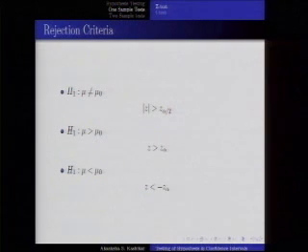And what are these Z alphas? These are basically alpha percentiles of the standard normal distribution. In the first case we take Z alpha by 2 because we want the total critical region to have probability alpha. So on the left-hand side it would have probability alpha by 2, and on the right-hand side the critical region would also have probability alpha by 2. Whereas in the remaining two cases we have only a one-sided critical region, so the entire probability alpha is on one side. That's why we take Z alpha and not Z alpha by 2.